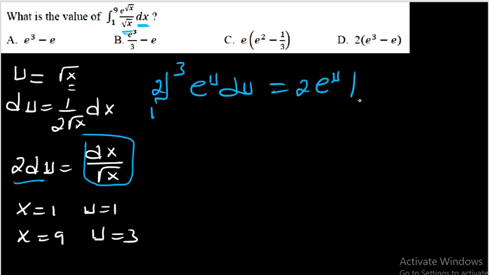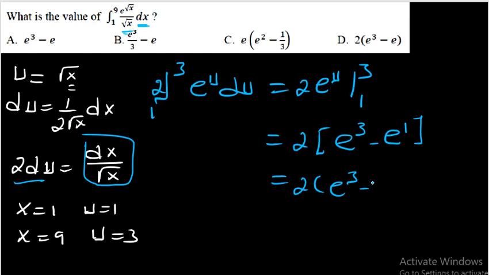Then the 2 is kept outside, e to the power of u du. Since dx over radical x becomes 2 du, the 2 is kept outside. This integral will be 2 e to the power of u, evaluated from 1 to 3. Keeping the 2 outside, substitute 3 first, it will be e cubed, minus, then substitute 1, it will be e to the power of 1. So the answer will be 2 times the bracket e cubed minus e, which is D.